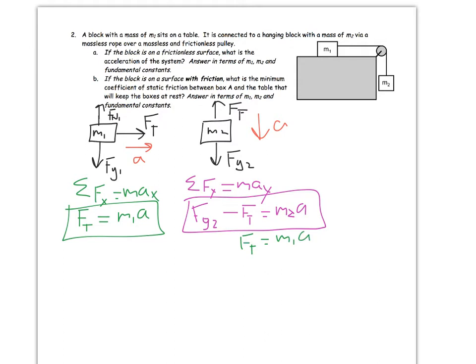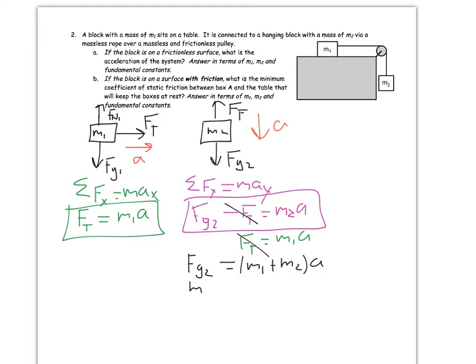And what I end up getting is the FTs are going to cancel out. And I get Fg2 is equal to m1 plus m2 times a. And that's what I always should get. The force holding the system together should cancel out. And then I should just be left with the total mass of the system, m1 plus m2, times my acceleration.